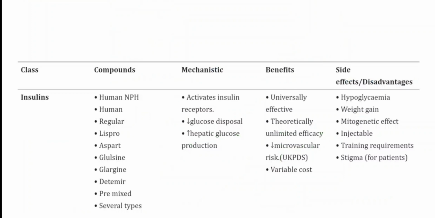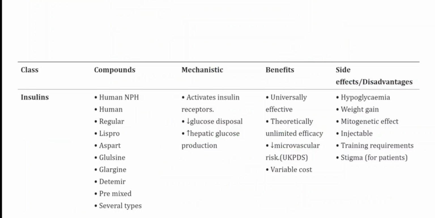Those were the oral drugs. Then we have injectables, which are our insulins. Compounds include human NPH, human regular, lispro, aspart, and so on and so forth. What's the mechanism? These activate the insulin receptors. They increase the disposal of glucose and reduce hepatic glucose production.